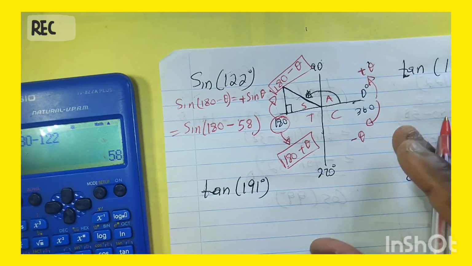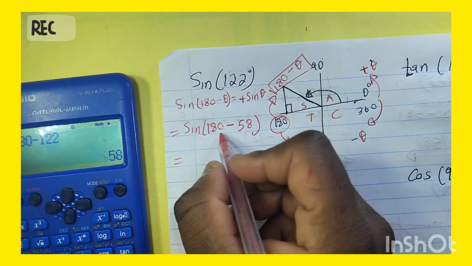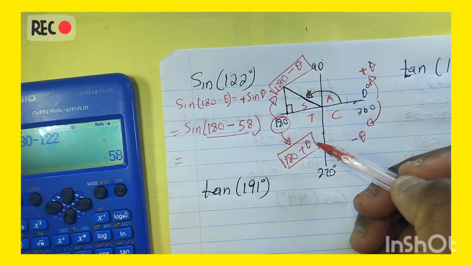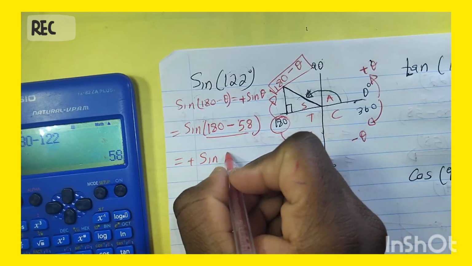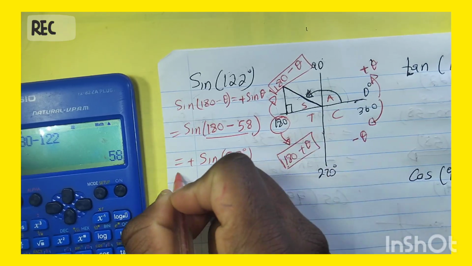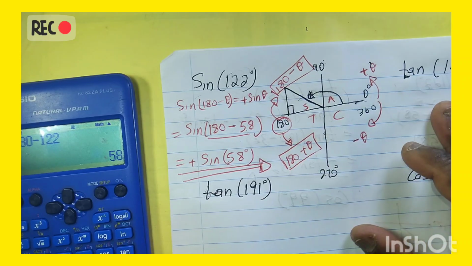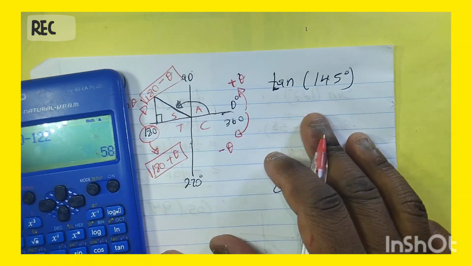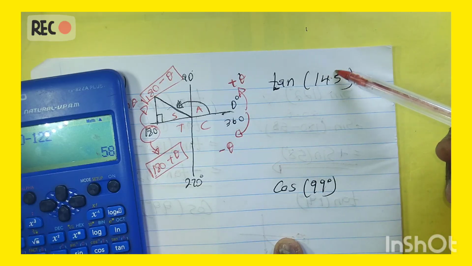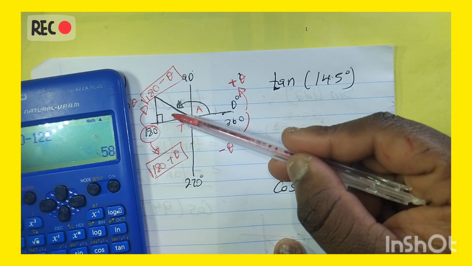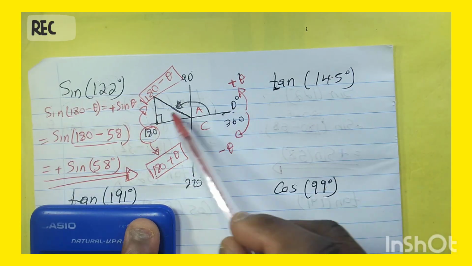Do you see? Now I can reduce this. It's a position on the second quadrant, meaning I will get positive sine, and I reduce the angle. Just like that. Do you see? Even this one, if you take a look, this angle is on the second quadrant. These two questions are similar.